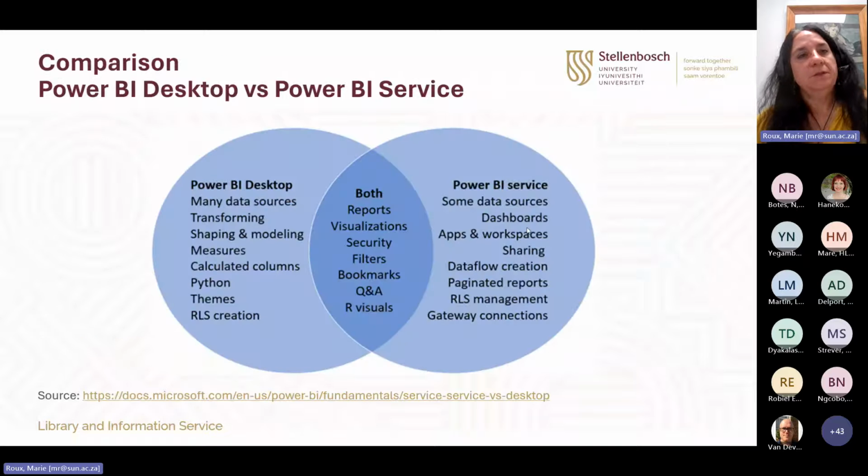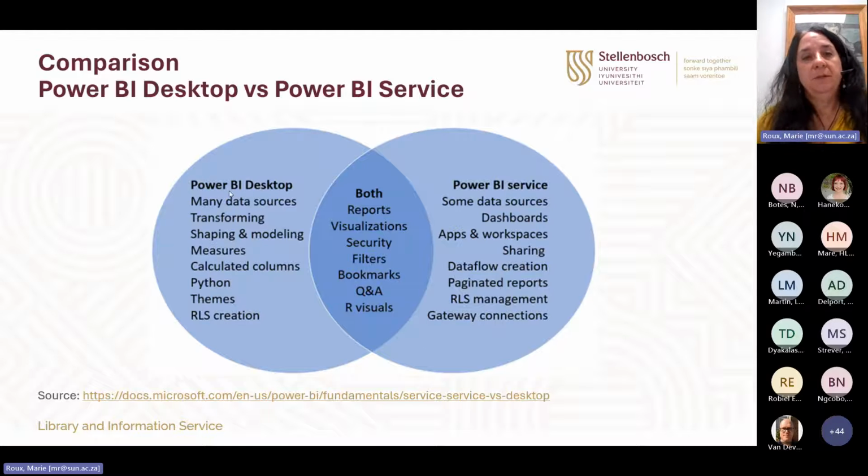Right, so this slide just shows you a bit of the comparison of what you can do in the desktop and the service, and which are the things that you can do in both. In the service, the online part, you can also create reports and visualizations. There's an edit button, and it looks basically the same as in the desktop, so you can also do further editing there if needed. You can see in both, you can create visualizations, reports, there's security, there's filters and bookmarks, etc.